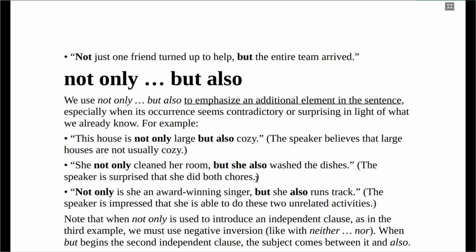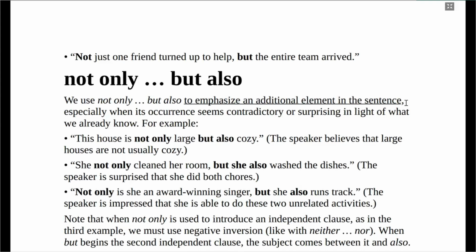For example, this house is not only large but also cozy. The speaker believes that large houses are not usually cozy. That is, especially when its occurrence seems contradictory or surprising in light of what we already know. Because what the speaker believes is that large houses are not cozy. Cozy means that warmth that you feel in a small house.